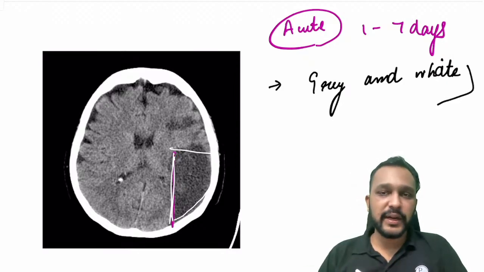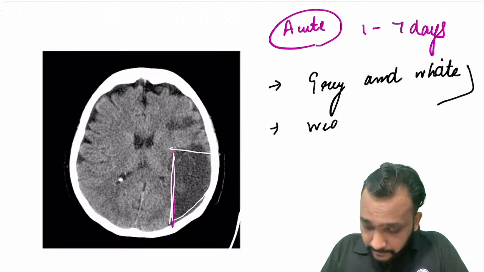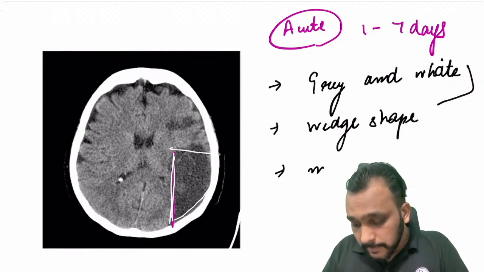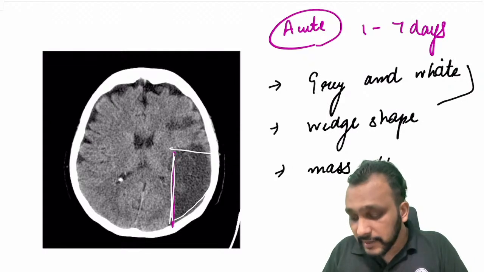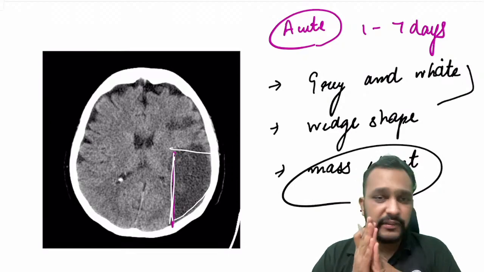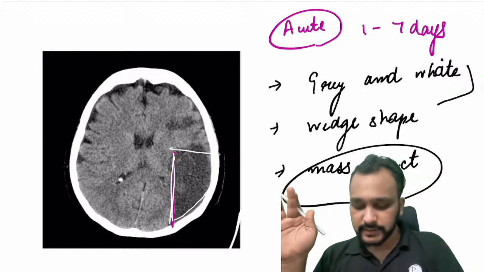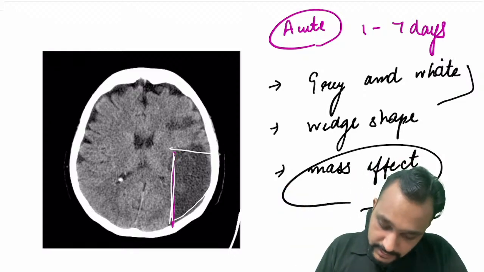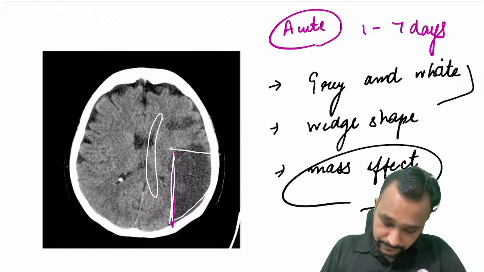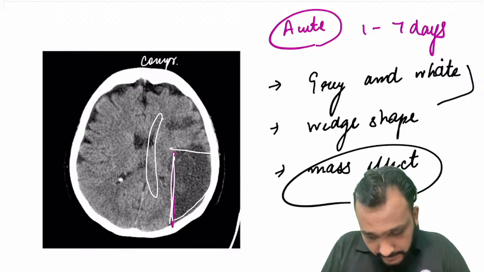This is the most important feature. It will be wedge shaped, and this hypodensity can also cause mass effect. What do we understand by mass effect? Because there is so much edema within this ischemic tissue, within this infarct, that it is going to swell up, and it is going to compress the adjacent structures. So for example, if we have an infarct involving the left cerebral hemisphere, and there is a ventricle adjacent to it, it is going to cause compression of the ventricle.